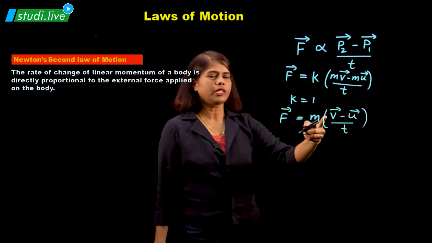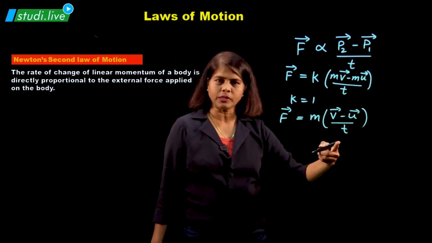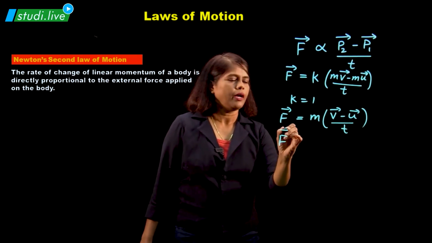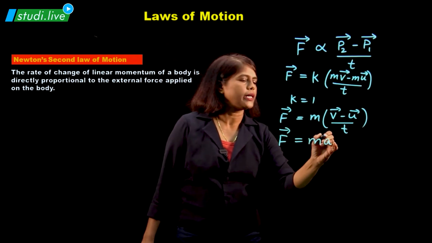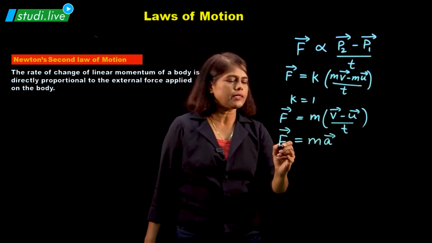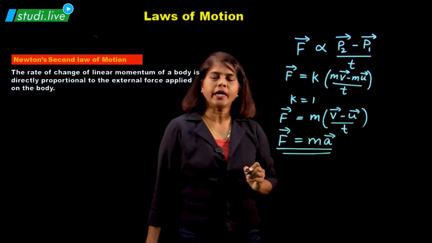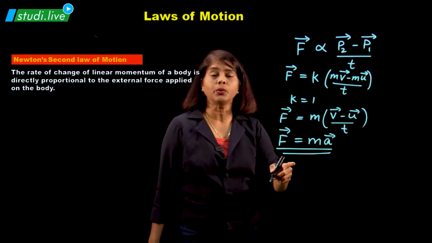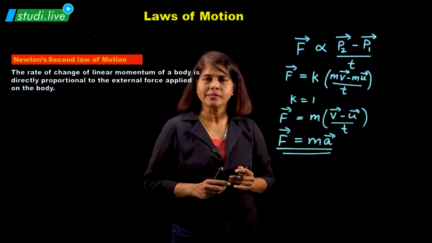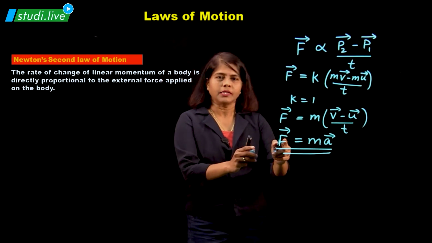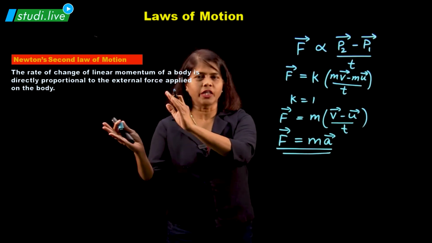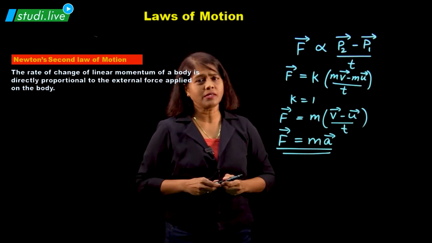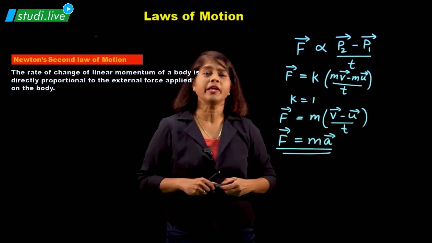Students, you know very well what V minus U by T is: change in velocity upon time, defined as acceleration. So we have F is equal to ma, where a is acceleration. This is the important formula given in Newton's second law of motion, which we always use in many places regarding the force concept. So this is the derivation of it, and I hope you have understood the complete concept of Newton's second law of motion. Stay with Study Live, we will have some more new, very important concepts.